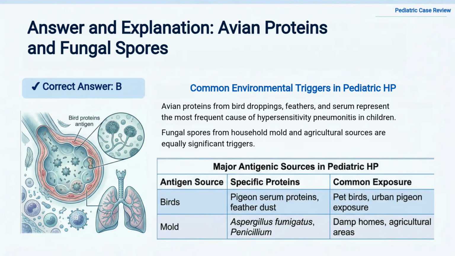Avian proteins from bird droppings, feathers, and serum represent the most frequent cause of hypersensitivity pneumonitis in children. Fungal spores from household mold and agricultural sources are equally significant triggers. For birds, the specific proteins include pigeon serum proteins and feather dust, with exposure occurring through pet birds and urban pigeon contact. For mold, the key organisms are Aspergillus fumigatus and Penicillium, found in damp homes and agricultural areas. Always take a detailed environmental history in any child with recurrent respiratory symptoms.